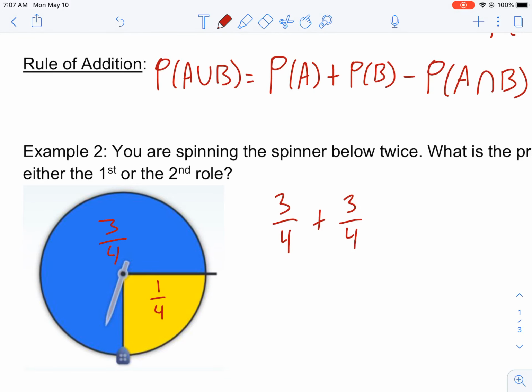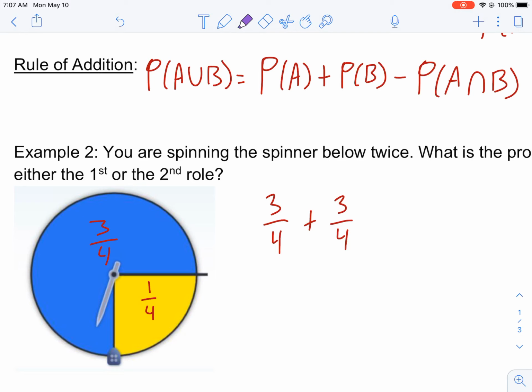Now, let's say for a second that we didn't do the subtraction part at the end. 3/4 plus 3/4, that's 6/4, which is 1.5. And remember, it's impossible to have a probability of over 100%. This would be 150%. And not only that, but the probability of getting a blue on the first or the second isn't even 100%. You could get yellow both times. Even though the yellow is small, it's still possible to get yellow both times. So it doesn't make sense for this number to be greater than 1.